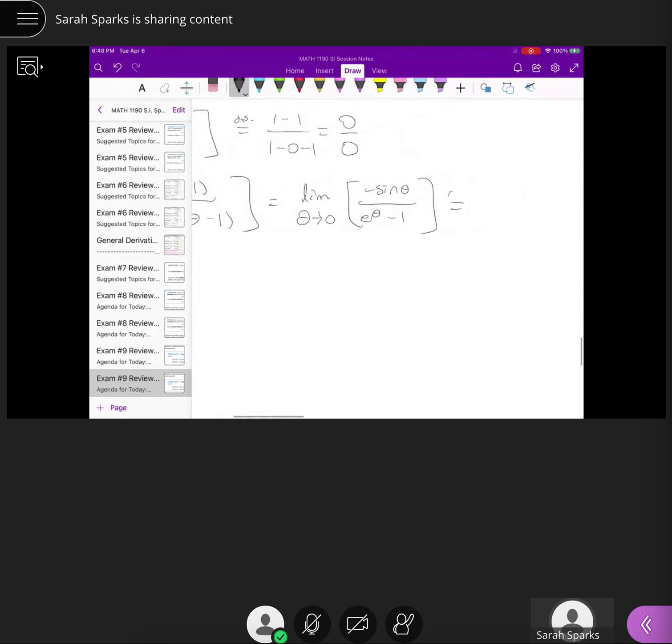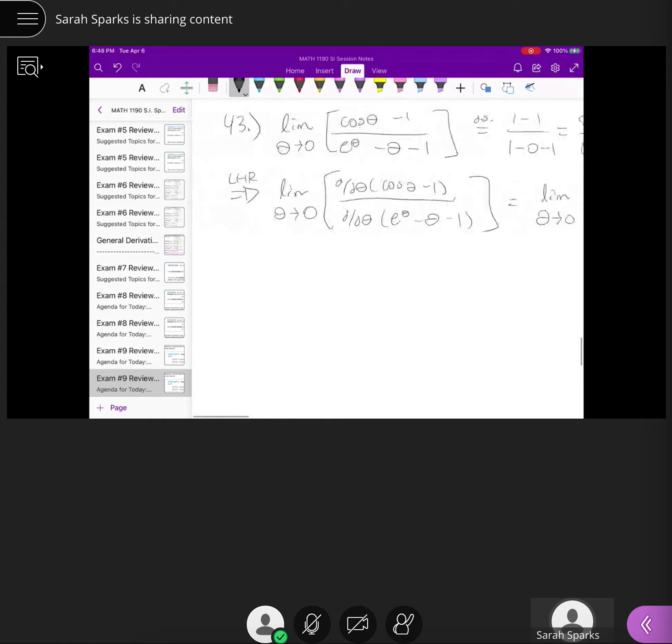Right, now that we have this new limit, we're going to use direct substitution and see if we get anywhere. We're going to end up with 0 over 1 minus 1, which is 0 over 0, so another indeterminate form. And we're going to have to use L'Hopital's at least one more time.